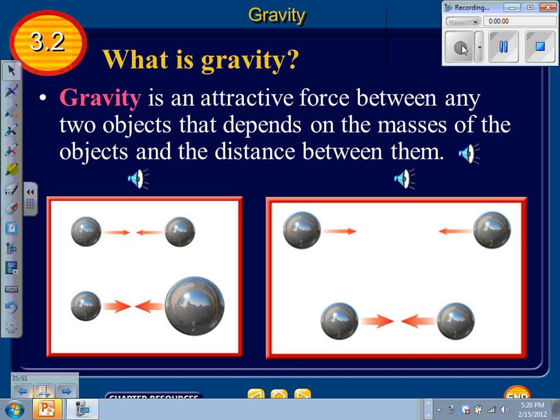Chapter 3, Section 2 deals with gravity. What is gravity? Gravity is an attractive force between any two objects that depends on the masses of the objects and the distance between them.